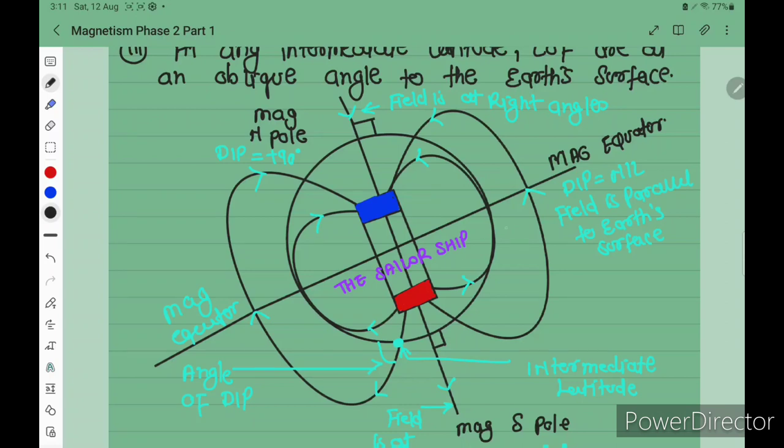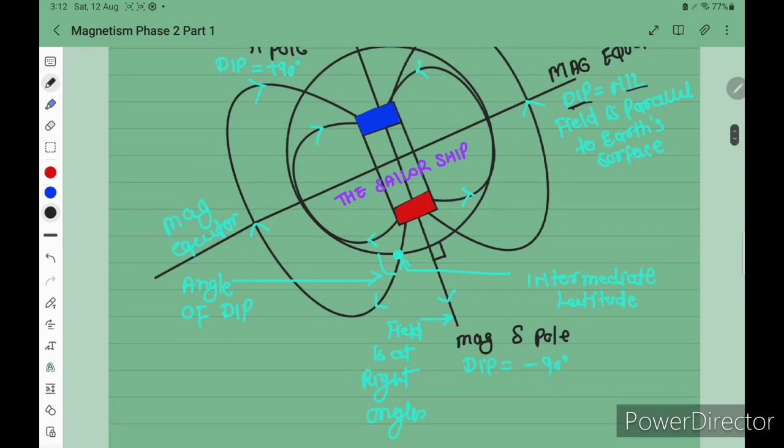Okay, when it crosses the magnetic equator, it is horizontal. There the dip is nil. What is dip? I will discuss dip later. The field is parallel to the earth's surface. Okay, so the lines of force are leaving from the red pole and entering at the south pole, and they are perpendicular right at the north pole and the south pole. Therefore the dip is plus 90 degrees at the magnetic north pole, and at the magnetic south pole the dip is minus 90 degrees, and at the equator the dip is nil.